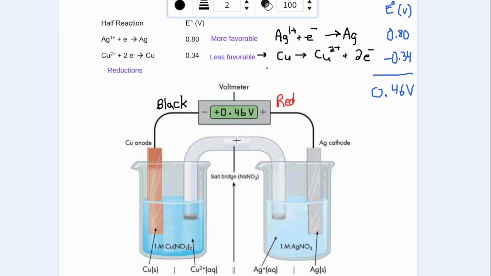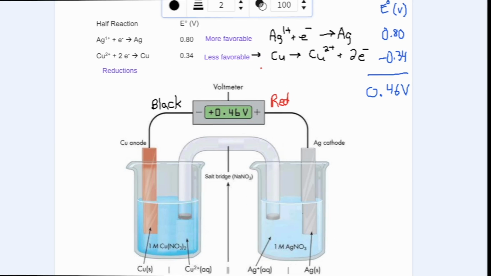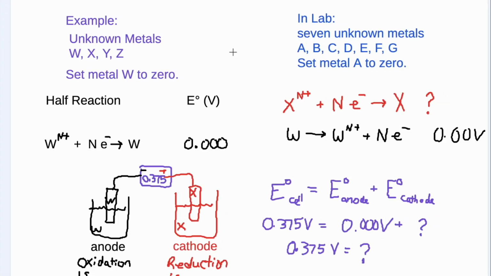In lab, we're going to do the opposite. We're going to take readings off of the voltmeter and come up with this table. So let's try to see if we can work backwards the way we're going to be doing it in lab. So rather than predicting from a table what we're going to see in lab, we're going to see things in lab, and then we're going to make our table.